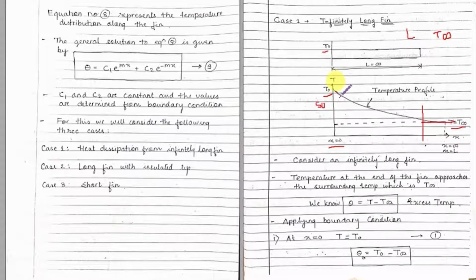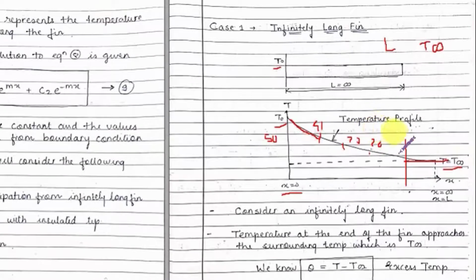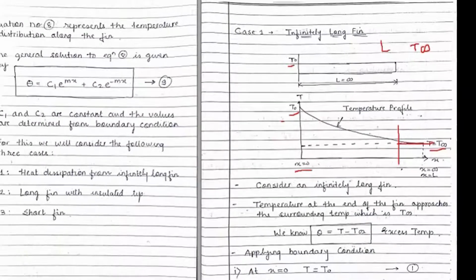As you go on moving in this direction, what will happen? The temperature here will be, say, 40, here it will be 30, here around 28, and after some time it will attain the atmospheric temperature. Say, for example, we assume the atmospheric temperature as 25. After this it will have a uniform temperature, which is nothing but the atmospheric temperature. So the first case, first boundary condition, I hope it is clear.